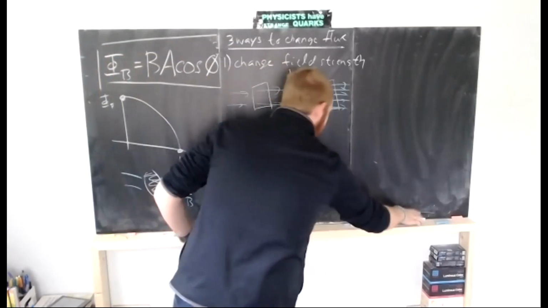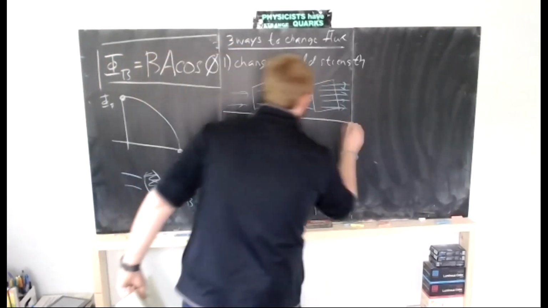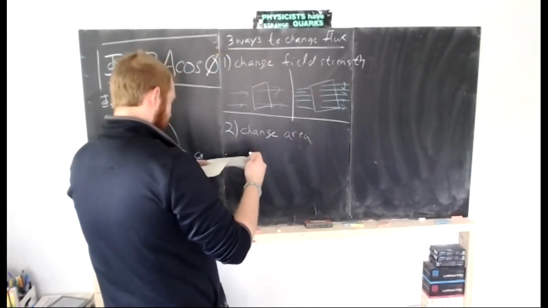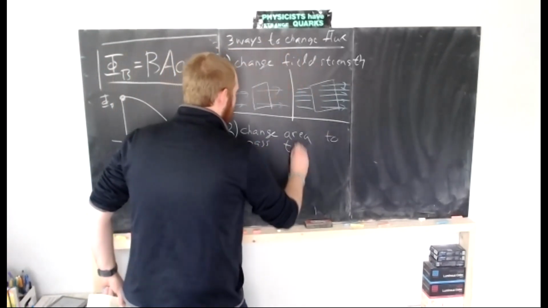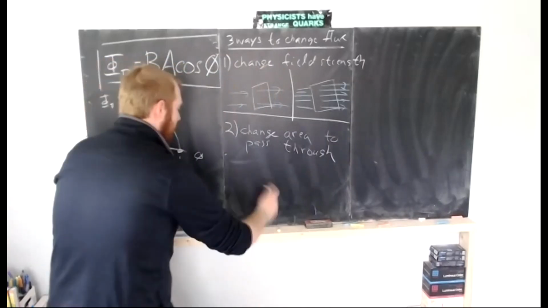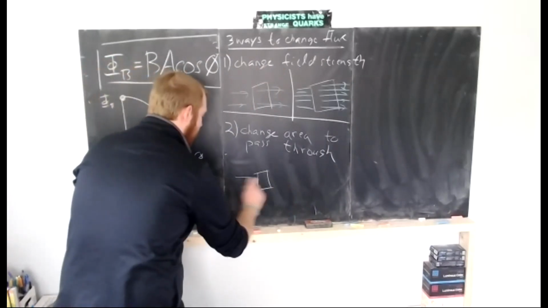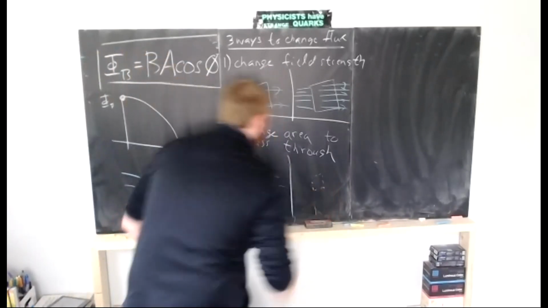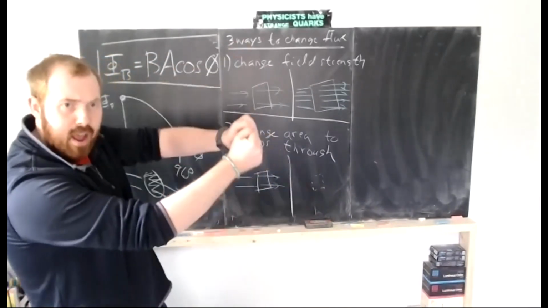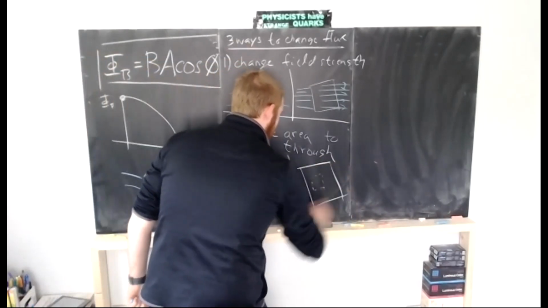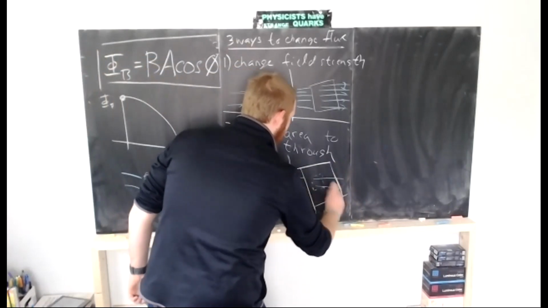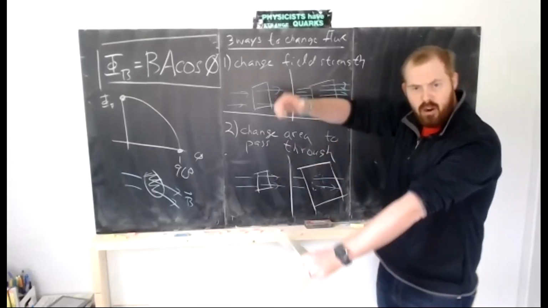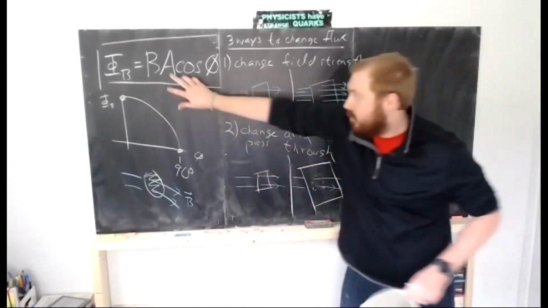My second way is to change the area. So what do I mean? Here's a similar picture as before, here's my little area. Imagine I take my piece of paper and I stretch it out, I make it bigger, while keeping the same magnetic field strength. In one picture I made the area bigger, or I could shrink it down. I changed the area, boom, I've changed the flux.